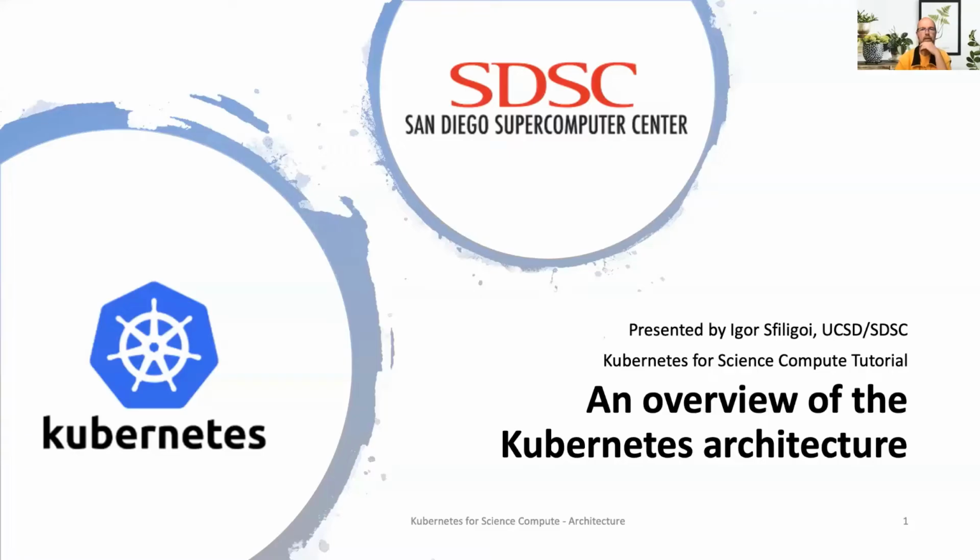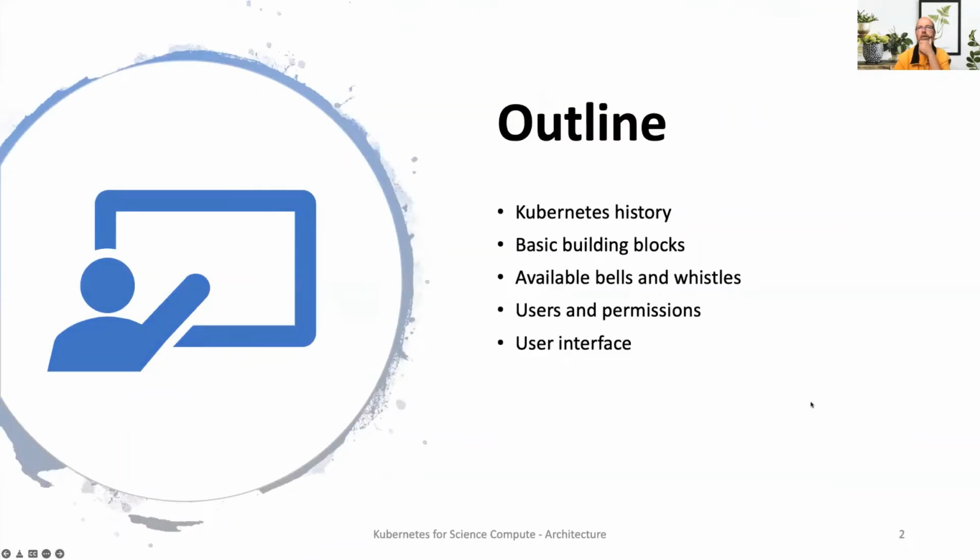And let me start with my first slide set. I can find it, here we go. And yeah, so let's start with some basics. So I'll briefly outline here how Kubernetes came to be, what are the basic building blocks, a little more detail of what's available, two words about users and permissions, and finally how you actually interact with it.